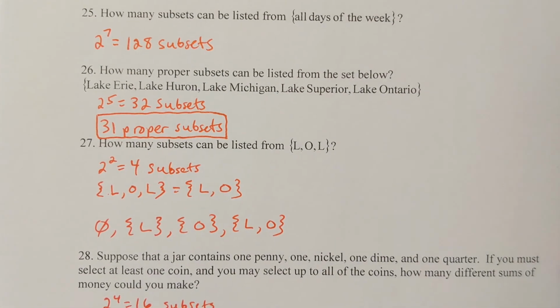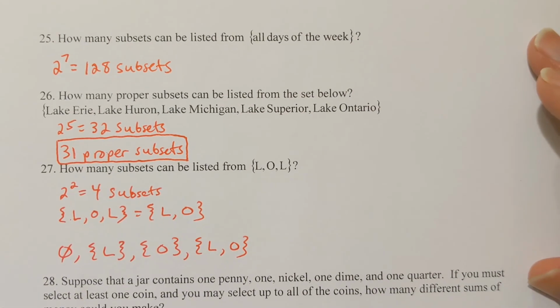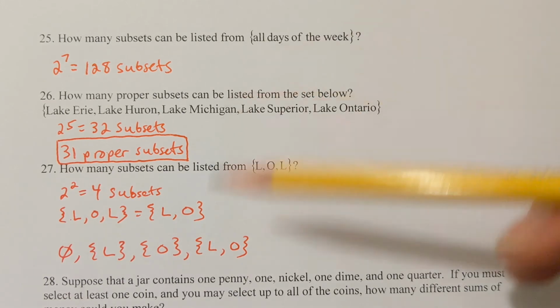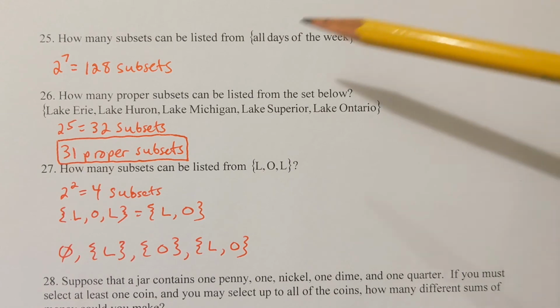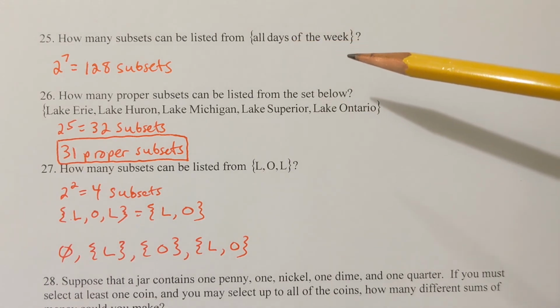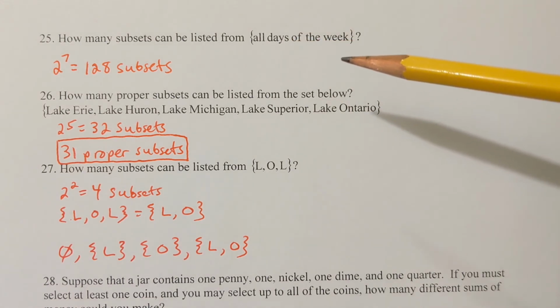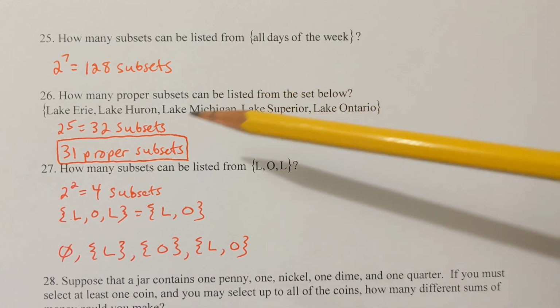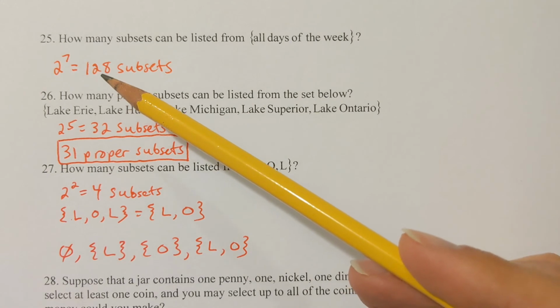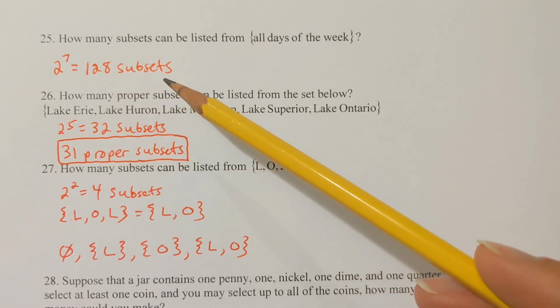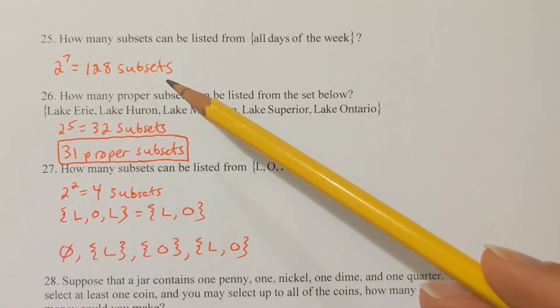So as an example, a couple of examples here. Problem 25, how many subsets can be listed from the set containing all the days of the week? Well, there's 7 days in a week, right? So 2 to the n, 2 to the 7th, would be 128 subsets that I'd list.